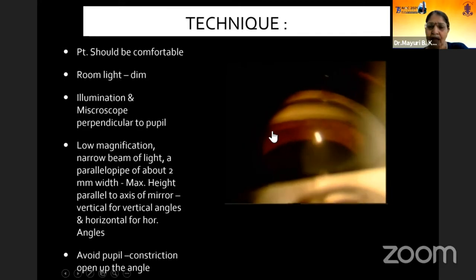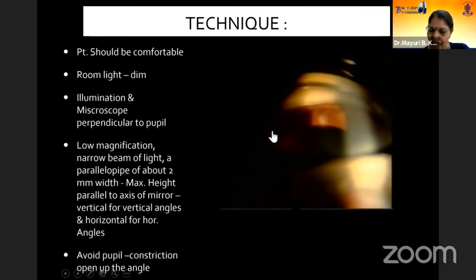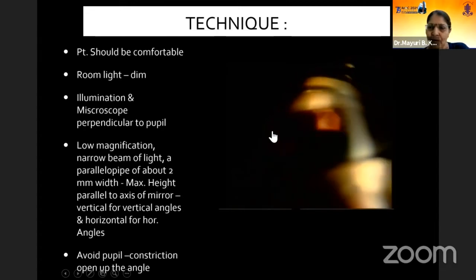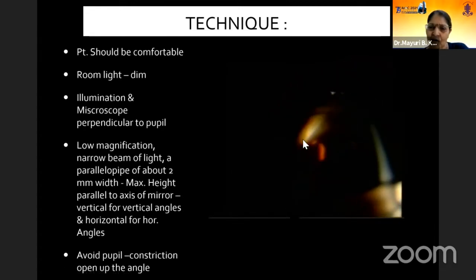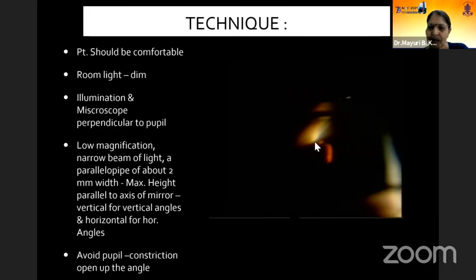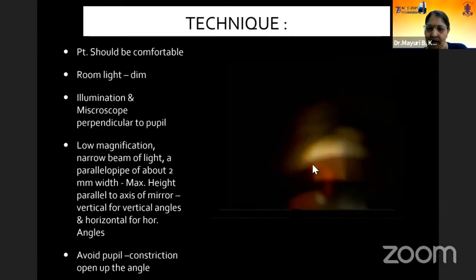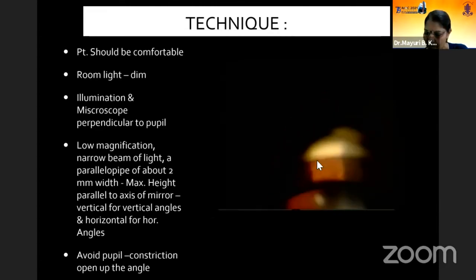Avoid entering the pupil, otherwise it will constrict the pupil and you will have an opening up of the angle. And this is how we can do the parallelepiped. I will discuss that in a later part. So the angle is closed, and now on indentation, you can just push the iris away and you can see the opening up of the angle.